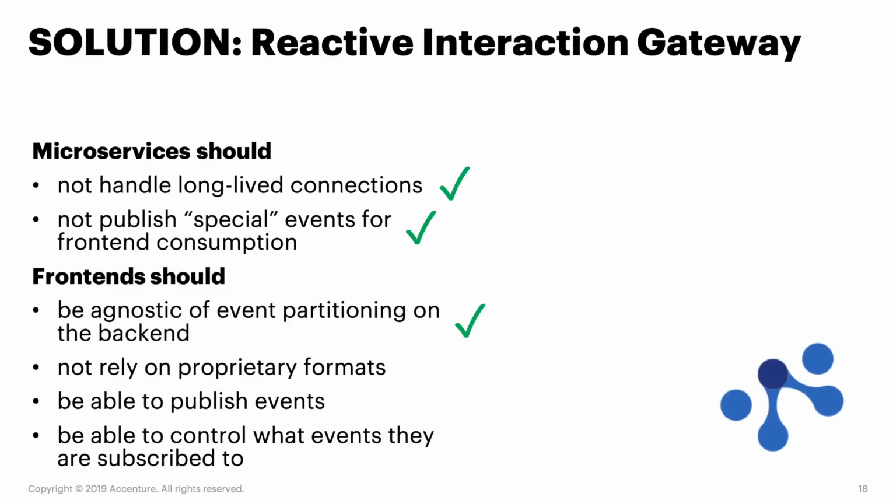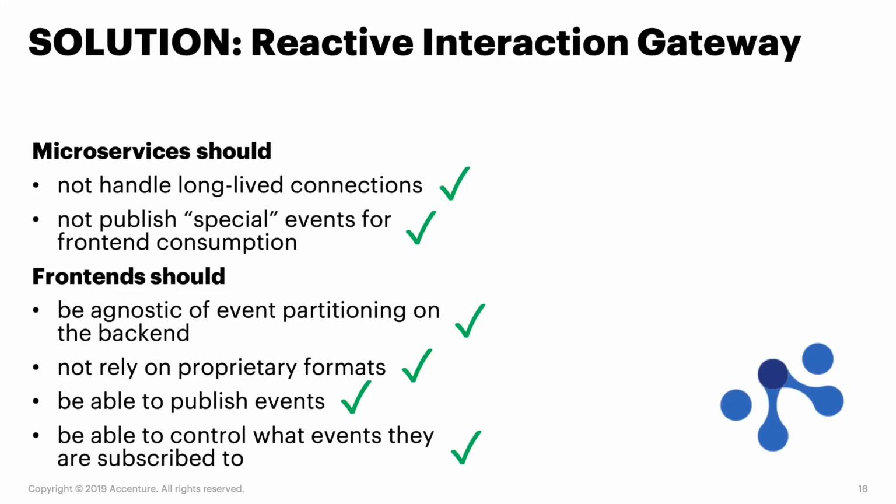The Reactive Interaction Gateway also relies only on established web standards like SSE and WebSocket, and also on CloudEvents, the upcoming CNCF specification for events. Through its HTTP reverse proxy, the Reactive Interaction Gateway allows frontends to publish events using a simple HTTP call. And because subscriptions are maintained by frontends rather than by backends, the frontend team is in control over which events they receive.